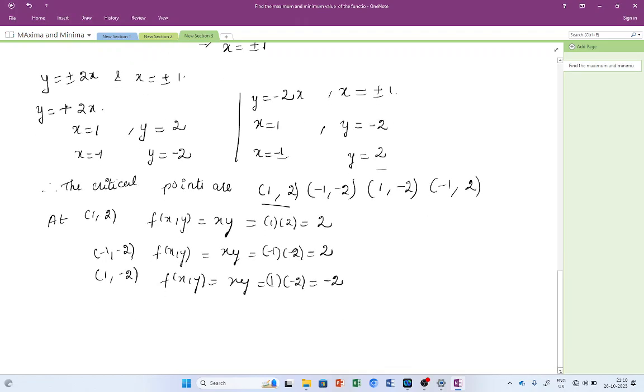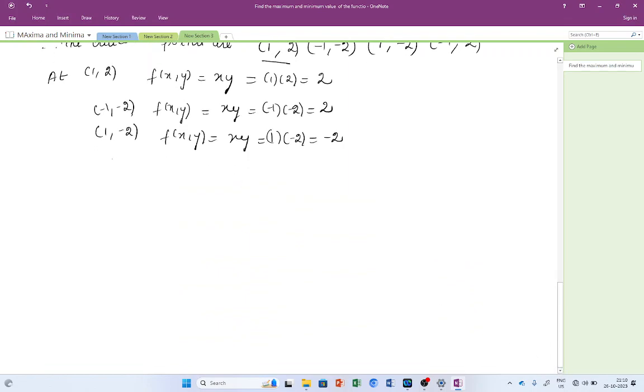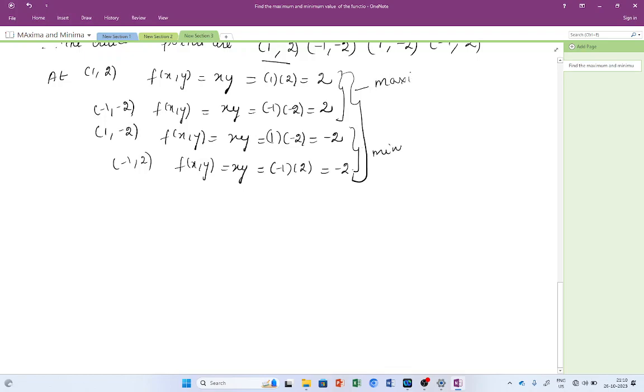And finally, at (−1, 2), f(x, y) = xy will be −1 into 2, which is equal to −2. Okay, so you can see that among all four values, I get +2 twice and −2 twice. So compared to the four values, +2 is the maximum value and −2 is the minimum value.